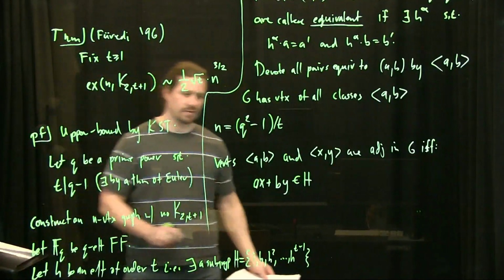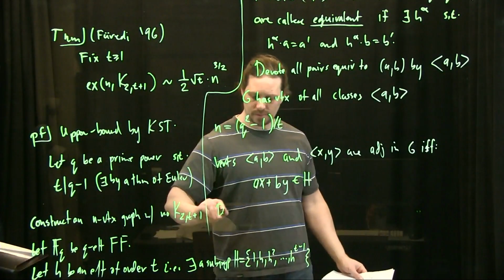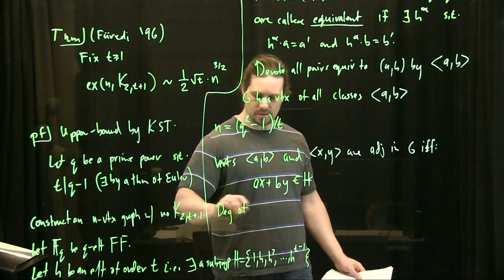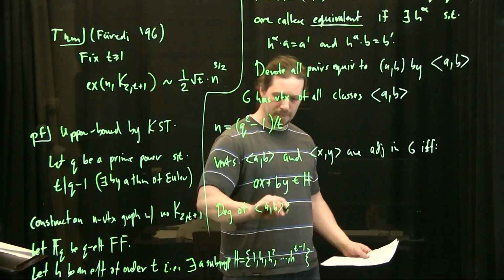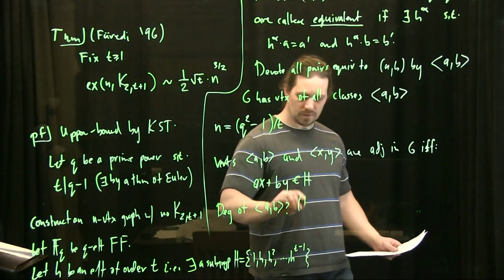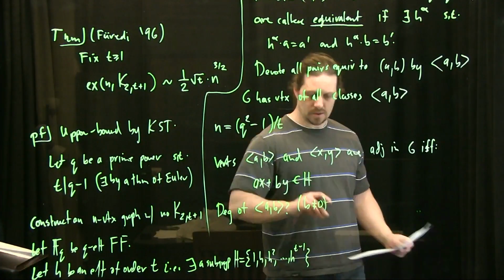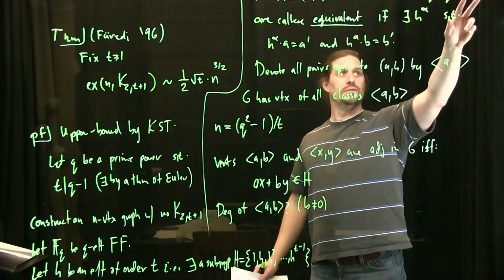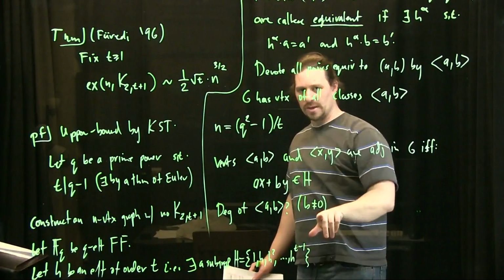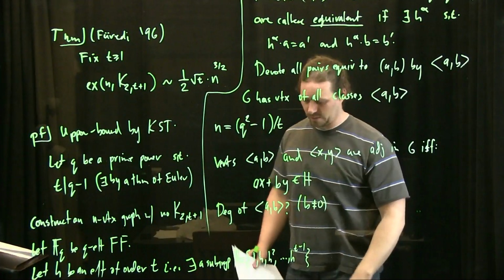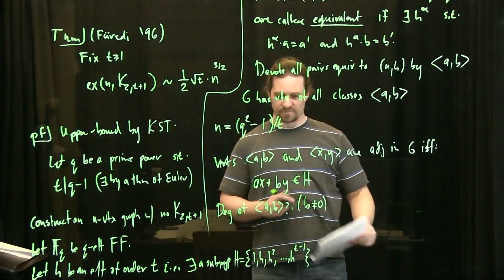Okay. Now I'd like to figure out the degree. So what is the degree of, say, AB? Here we can assume that B is non-zero. We don't have the pair 0, 0, so at least one of them is non-zero. Choosing either A or B to be non-zero, either way we'll get the same count for the degree.